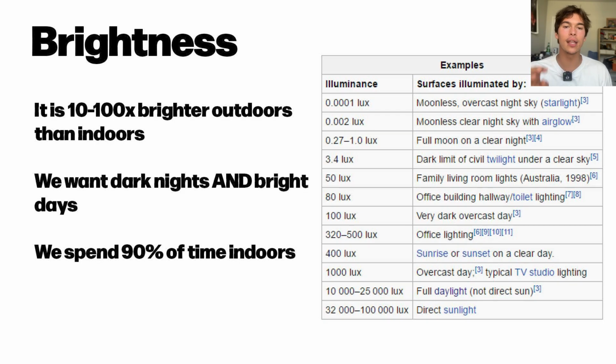And then brightness, this is super important. It is around 10 to 100 times brighter outdoors than it is indoors. You want dark nights and bright days. So we're spending 90% of our time indoors and essentially reversing that process. Brightness is measured by lux, and you can see that your office lighting is 300 to 500 lux, and outdoors it could be anywhere from 10,000 to 100,000 lux.